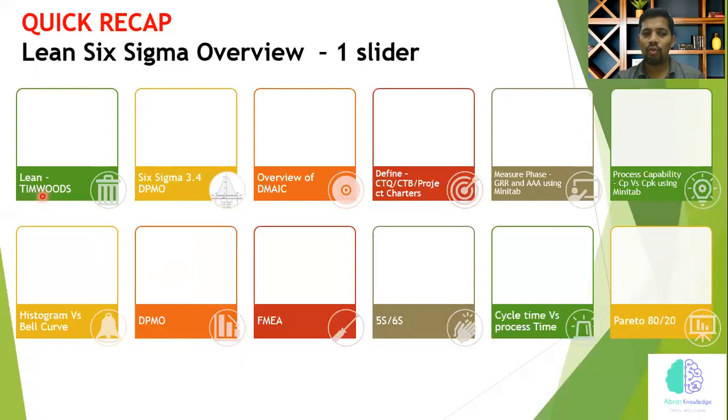The fourth form of waste is called waiting. Waiting time is also a wastage. Then over-processing. Let me explain briefly about VSM, value stream mapping. In value stream mapping, it has three categories. One is called value added. That means the customer pays for it, it is done at the right time, and there is zero defect. So all of these things are value added.